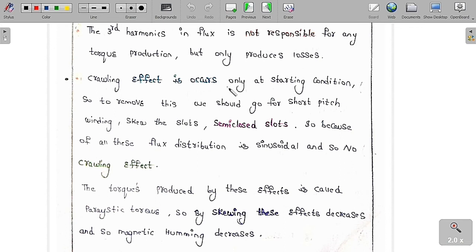Crawling effect occurs only at the starting condition. To remove this, we should go for short pitch winding, skewed slots or semi-closed slots.